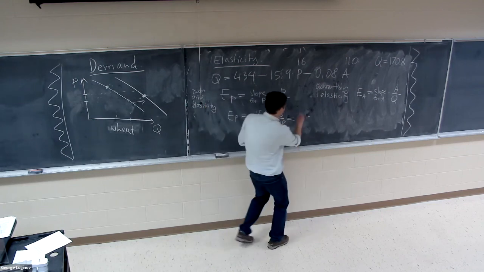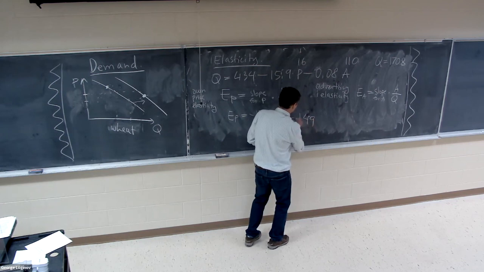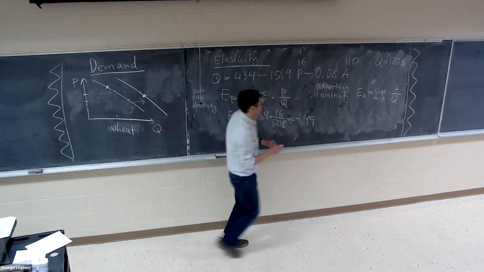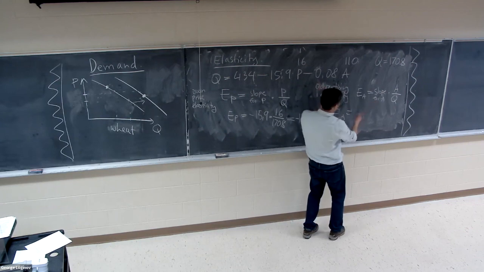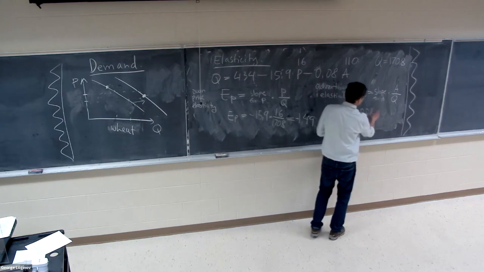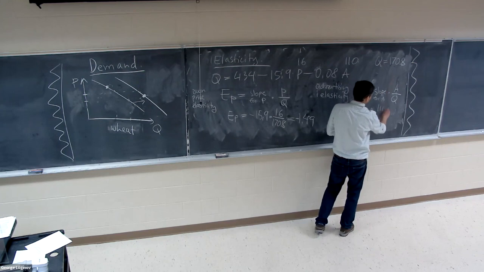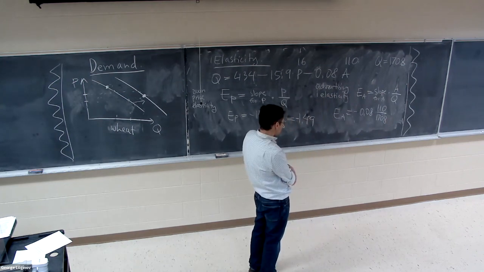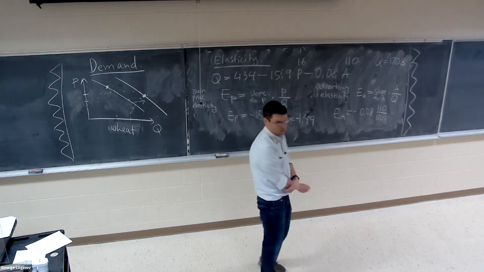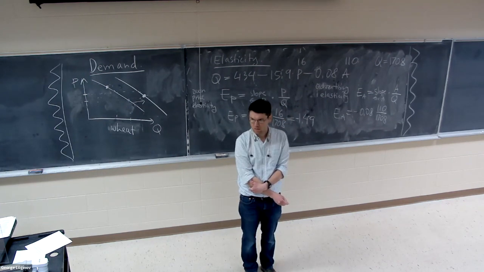Next, the elasticity of advertising. The slope here is negative 0.08 times advertising at 110, divided by quantity 170.8. That number has to be roughly negative 0.05. Okay, these are your elasticity numbers.